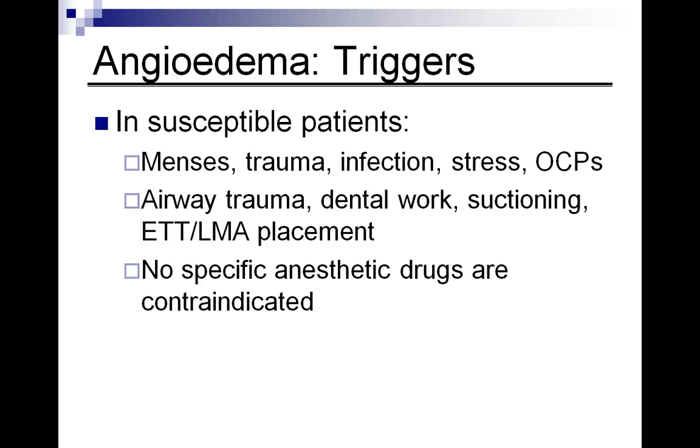So what triggers angioedema? Well, in patients who are susceptible to angioedema due to some underlying pathology, angioedema can be triggered by a number of different stresses, including menses, trauma, infection, just taking oral contraceptive pills. Patients who have hereditary angioedema may have their angioedema precipitated by any trauma to their airway, which could include dental work or even suctioning, and certainly placement of an endotracheal tube or an LMA. But in patients who are predisposed to angioedema, we can't say that there are any specific anesthetic drugs that are contraindicated.